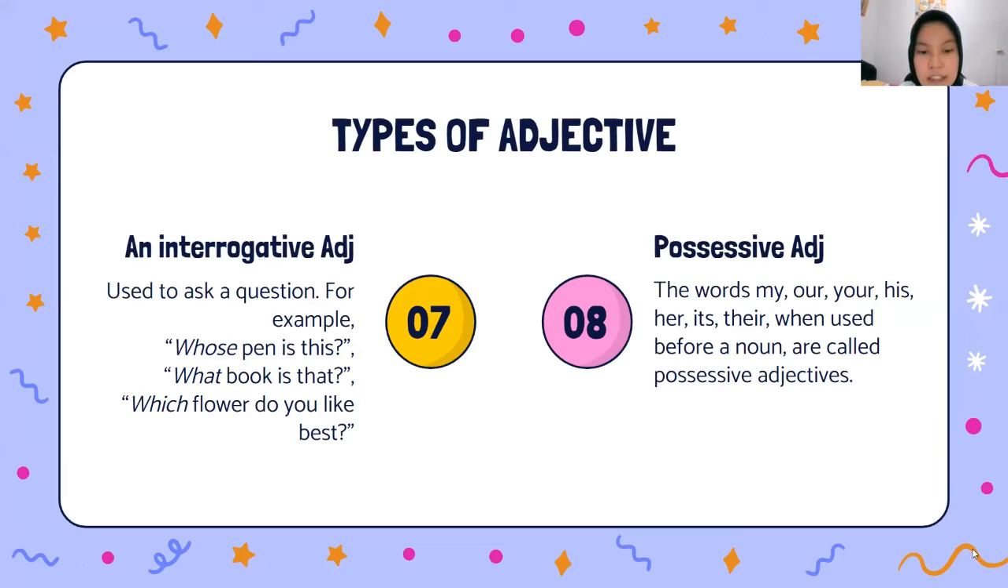And the last is possessive adjective. The words my, our, your, his, her, its, their, when used before a noun, are called possessive adjectives.